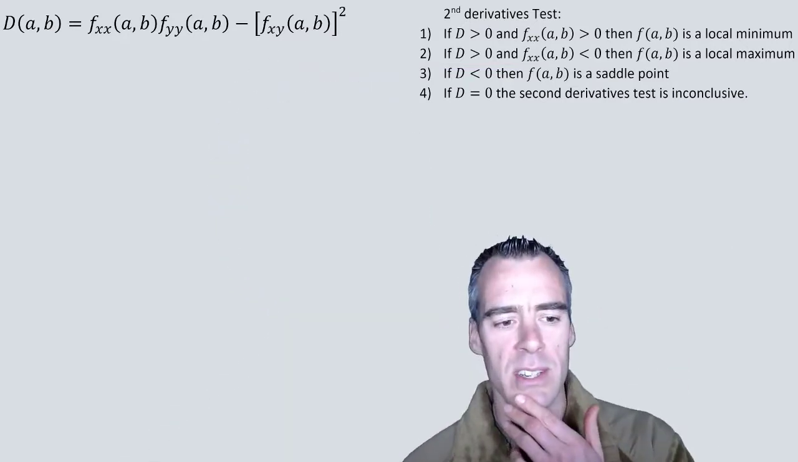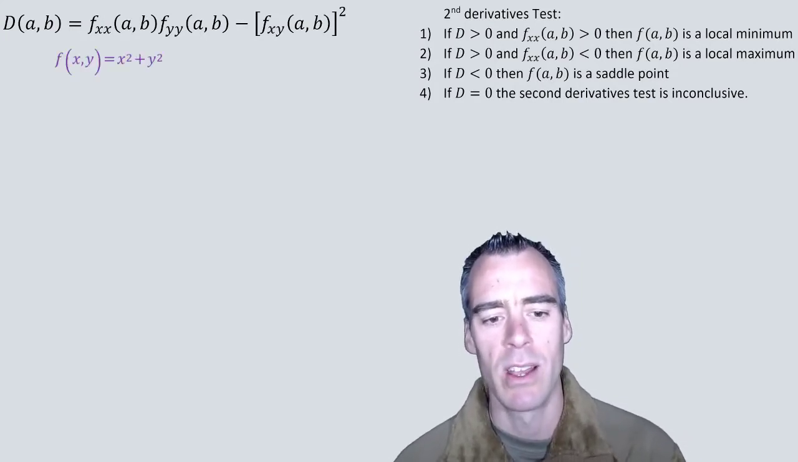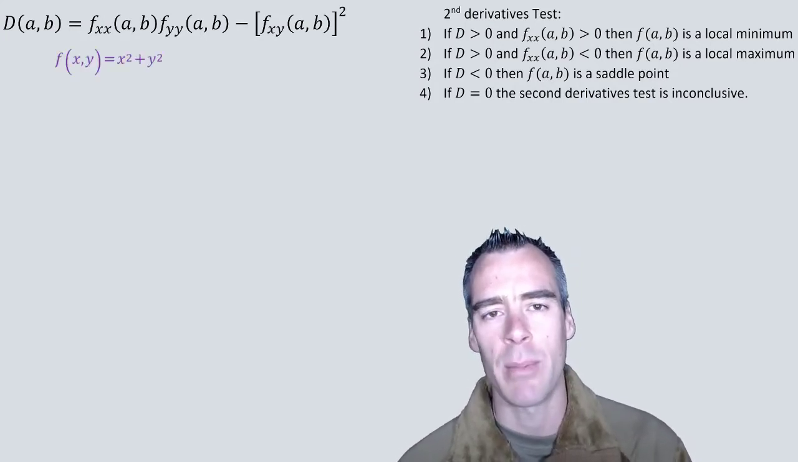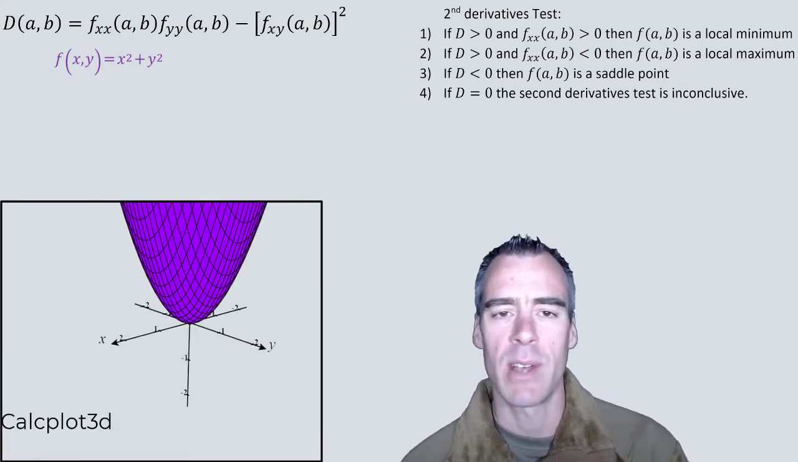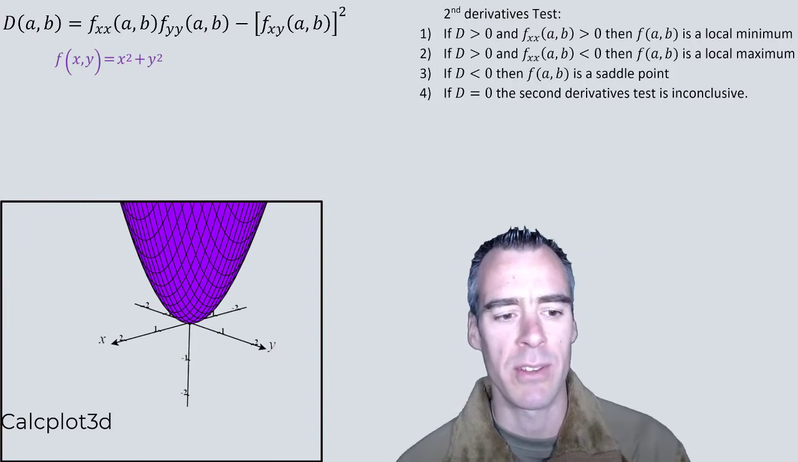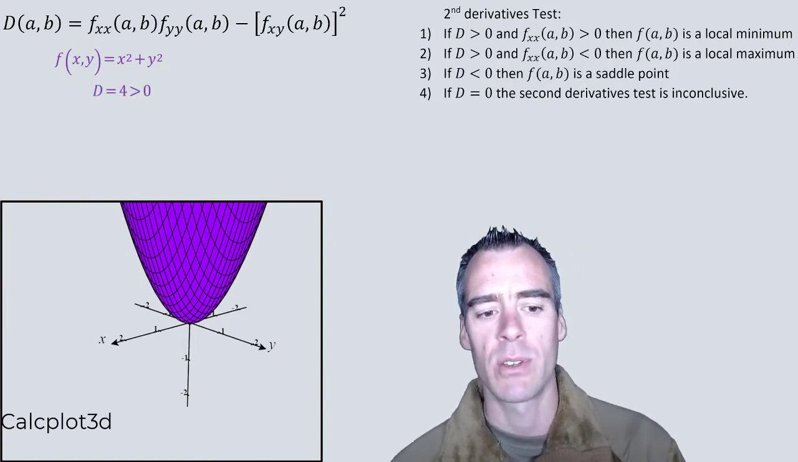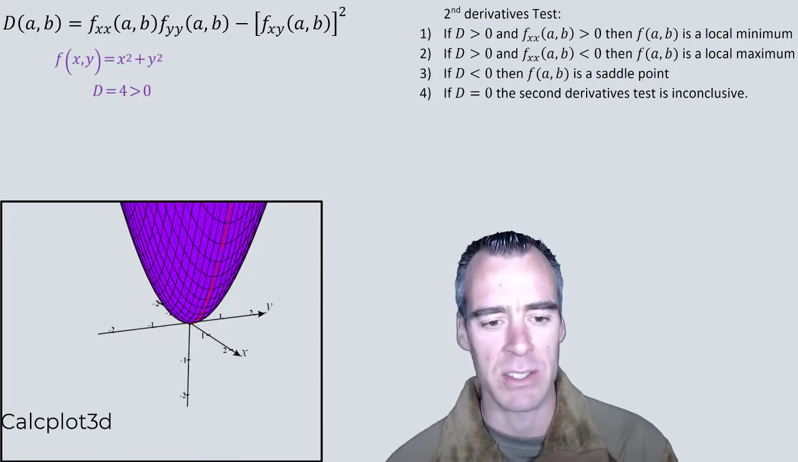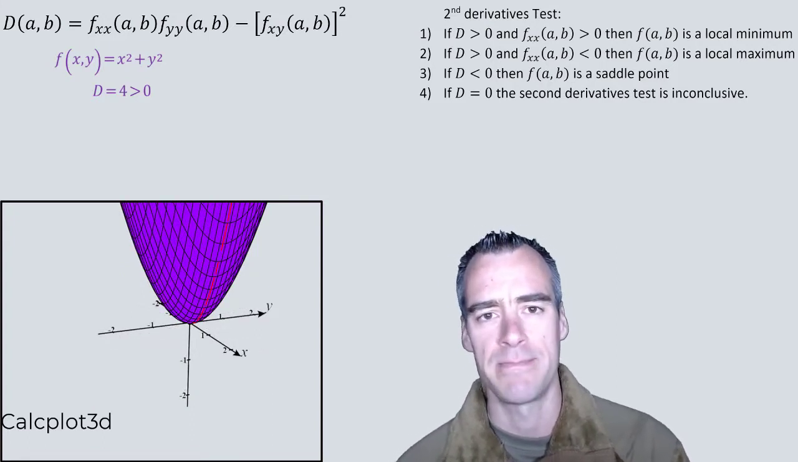But let's just consider an example. So imagine the surface f(x, y) equals x squared plus y squared. Or easier than imagining it, how about I just pull it up in Calculate 3D. So this will have a discriminant, if I take those second derivatives, of D equal to 4, which is greater than 0. And it's going to be concave up in the x direction at this critical point (0, 0), so we know it's going to be a local min.